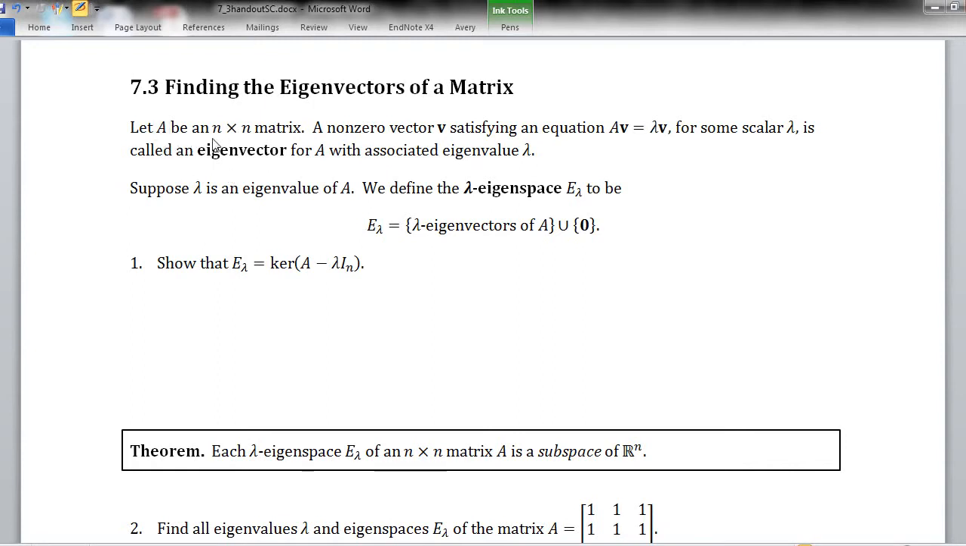Let A be an n by n matrix. Remember, we've defined a non-zero vector v satisfying an equation Av equals lambda v for some scalar lambda to be an eigenvector for the matrix A with associated eigenvalue lambda.